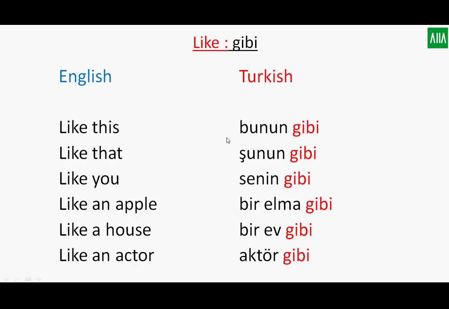Now, let's see these examples. First of all, like this. In Turkish, we say bunun gibi. Like that, şunun gibi. The dot here under S is pronounced sh.